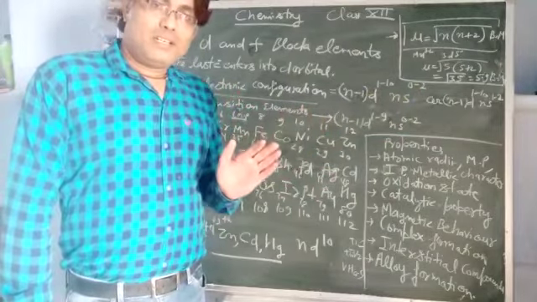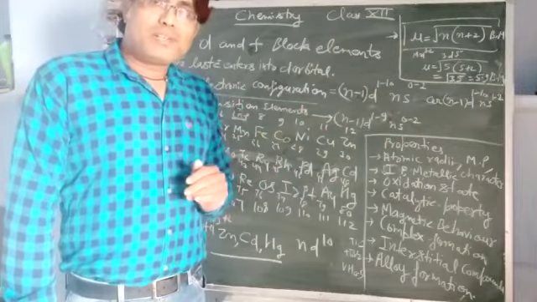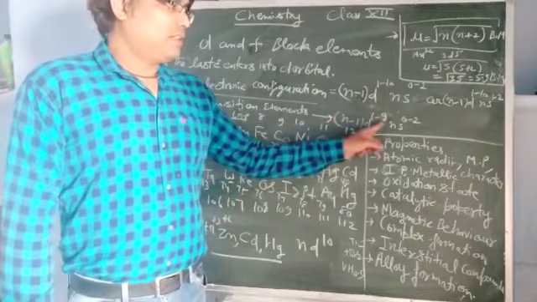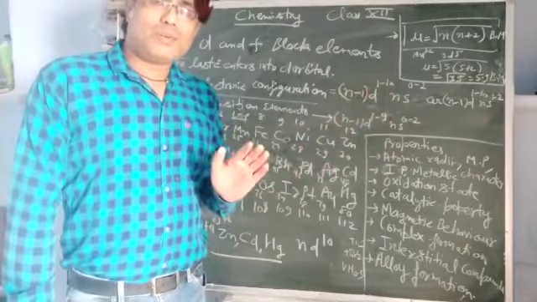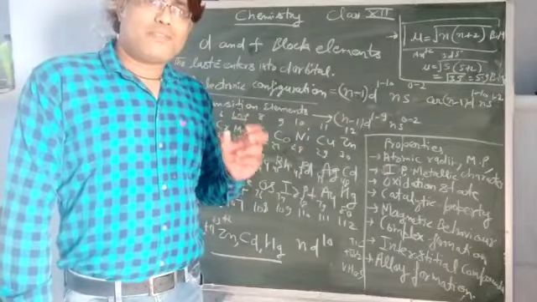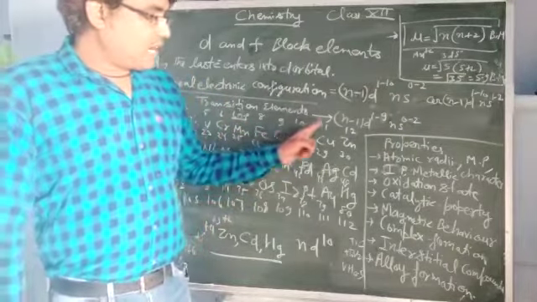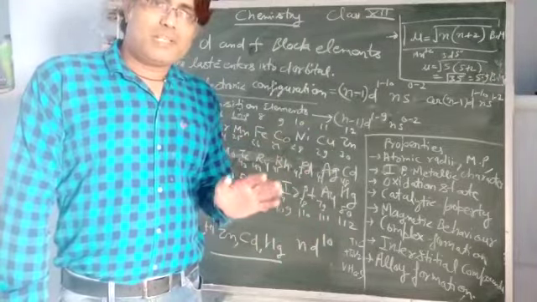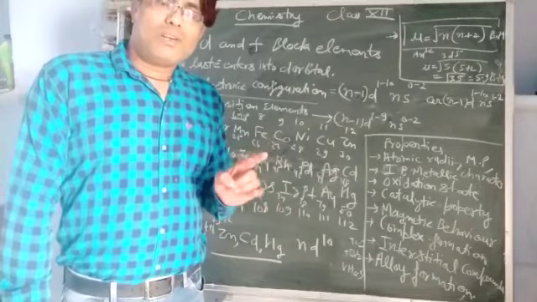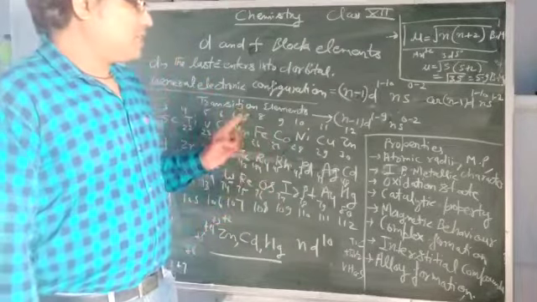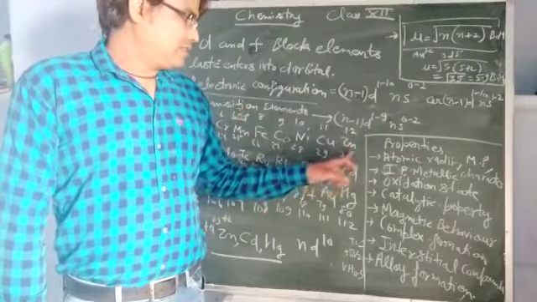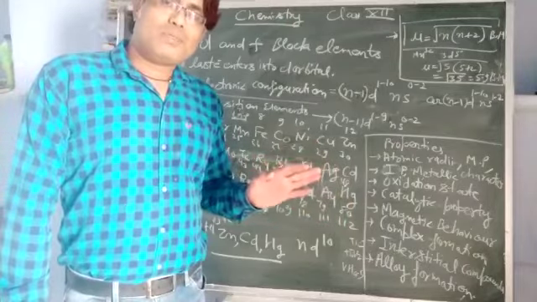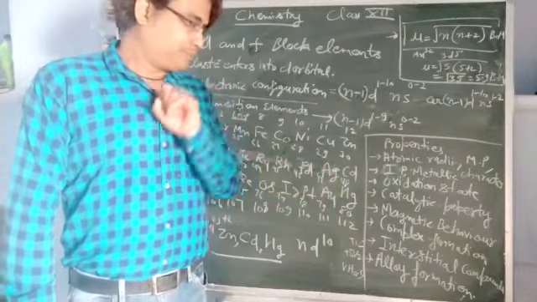If we see the electronic configuration of transition elements, the d orbital should be what? Partially filled. So that is (n-1)d1 to 9 ns0 to 2. That is the electronic configuration of transition elements. If we follow this definition, zinc, cadmium, mercury are not considered as transition elements. They are d block elements, but not transition elements because their d orbitals are fully filled. Zinc has 3d10, cadmium 4d10, and mercury 5d10. So the d orbitals are completely filled, and they are not considered as transition elements.